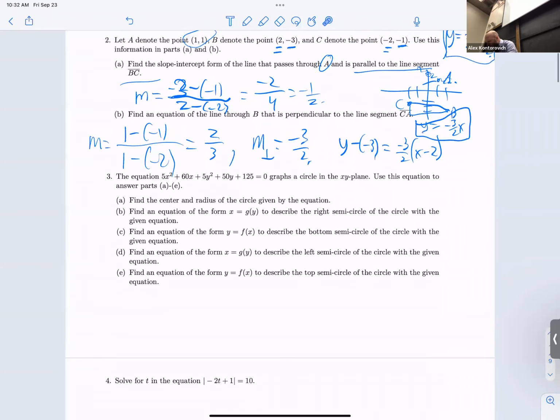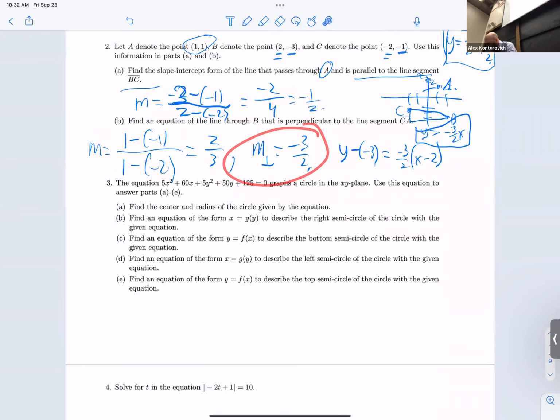The perpendicular slope through B. Yeah, so that's going to be like this. And that's perpendicular to CA. That's the right angle. Okay, next.